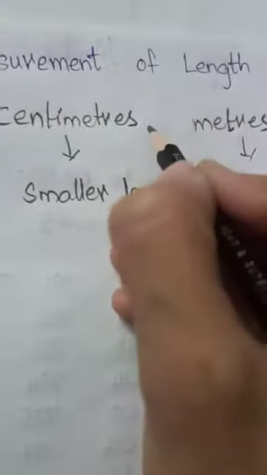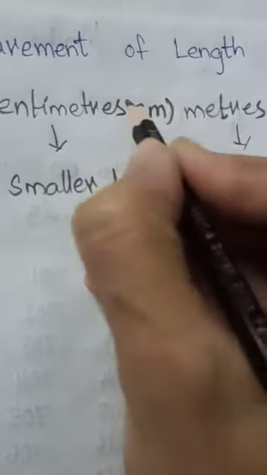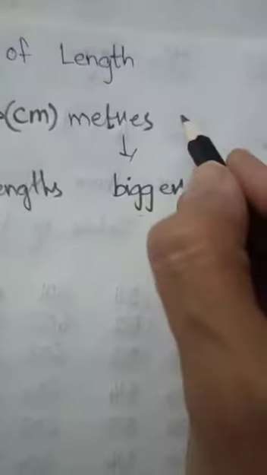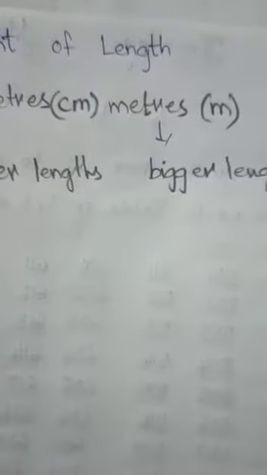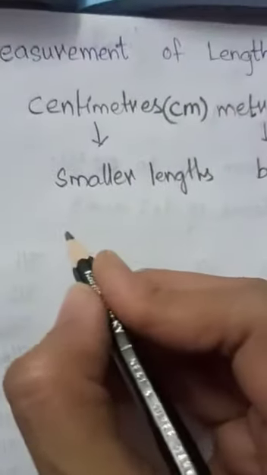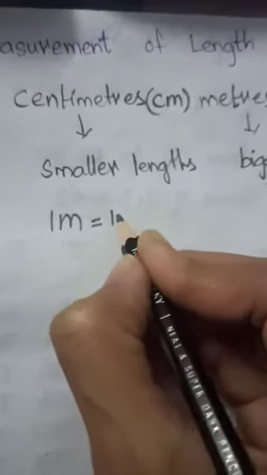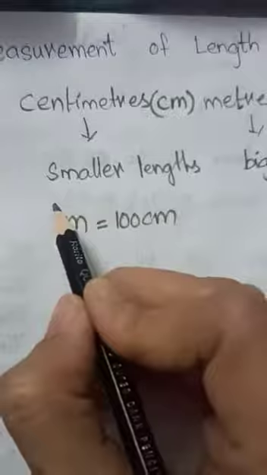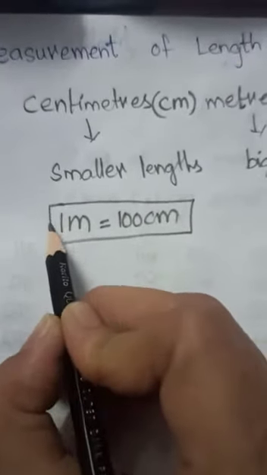The short form of centimeter is cm, and the short form of meters is m. And 1 meter is equal to 100 centimeters.